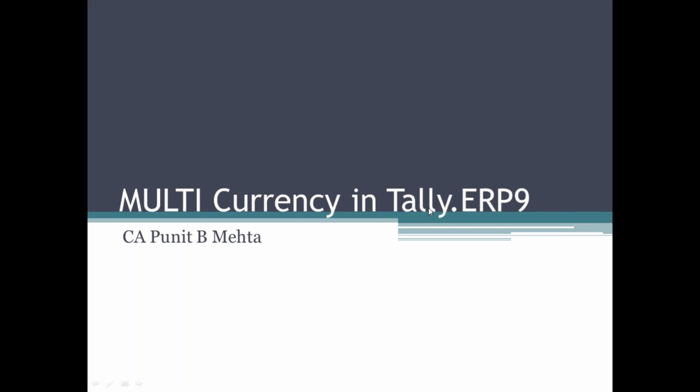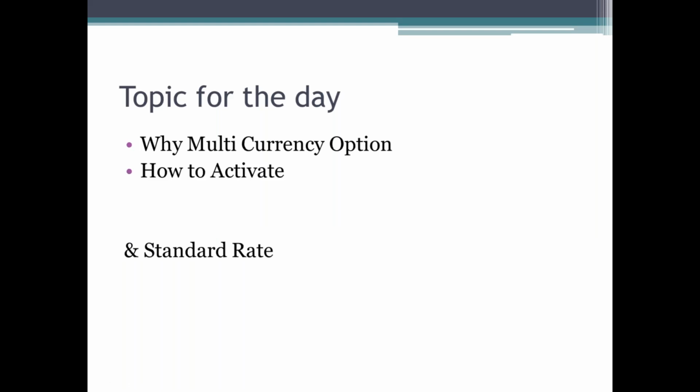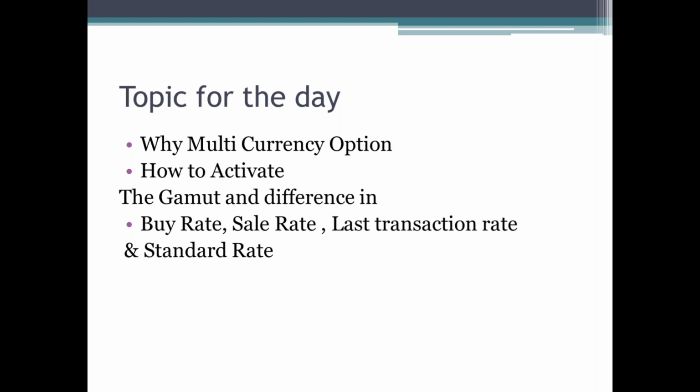So we will just see what are the topics that we are going to see. Why is the multi-currency option there? That is one of the reasons why the multi-currency option should be there. How to activate the entire gamut, and the difference between buy rate, sale rate, and last transaction rate. It is important for all of us to understand how Tally maintains this rate, what the last transaction rate is, and what the standard rate is. While there could be many theories for that, let me go through all of these and show you what I have understood.